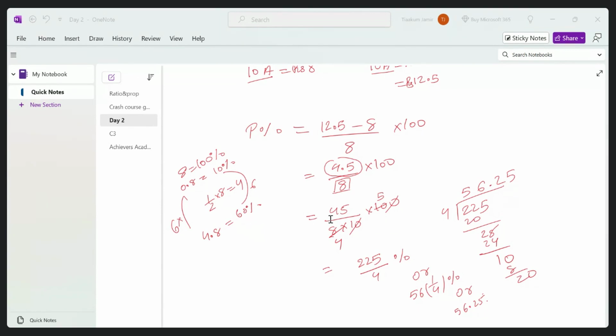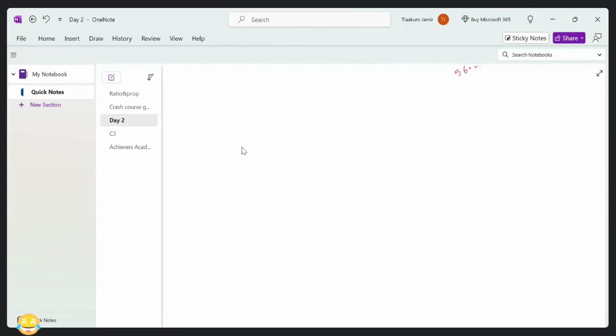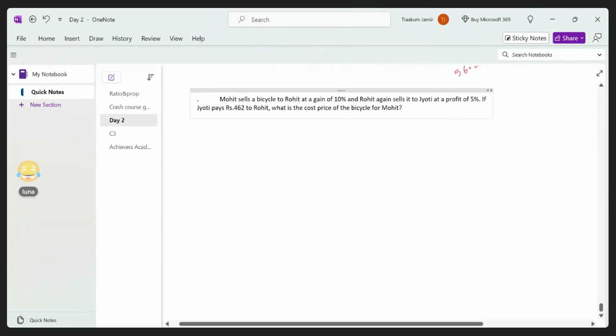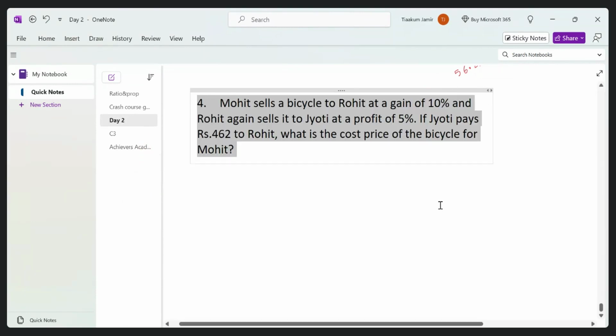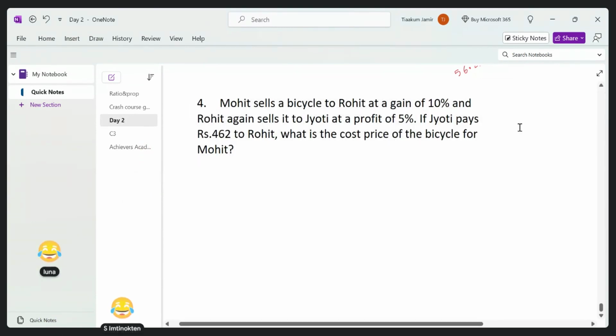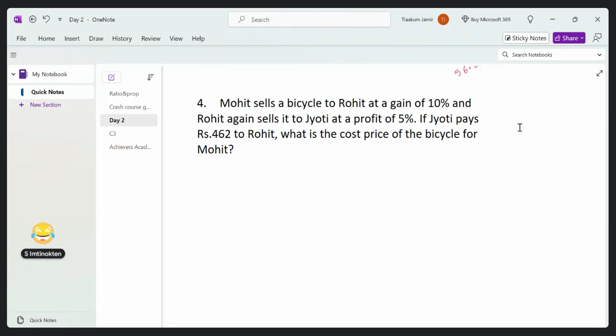Let's try one more question. Let's try a few more questions. We have Mr. Mohit. Mr. Mohit sells a bicycle to Rohit at a gain of 10%, and Rohit again sells it to Choiti at a profit of 5%. If Choiti pays rupees 462 to Rohit, what is the cost price of the bicycle for Mohit?